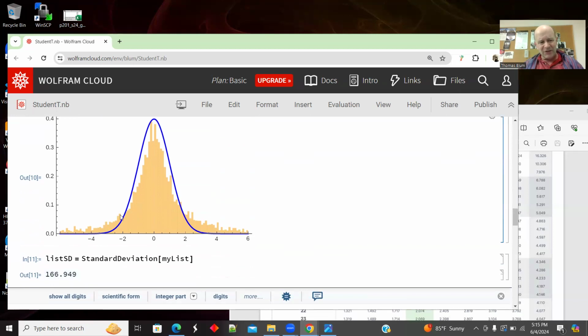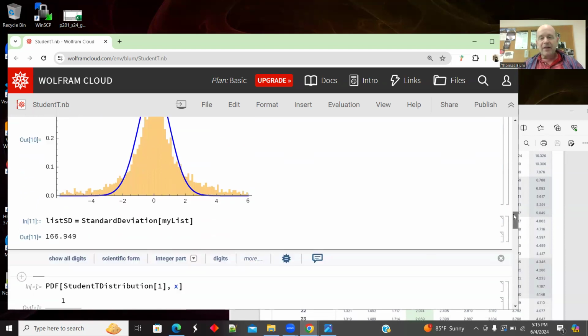It's because these tails are quite different. The normal distribution comes down quite rapidly, and this yellow histogram is not coming down. It has much, as I'll say, fatter tails. Okay, and this is where what's called the student t distribution comes in.